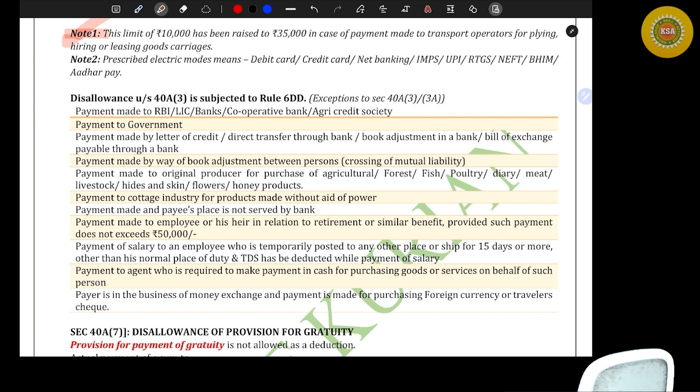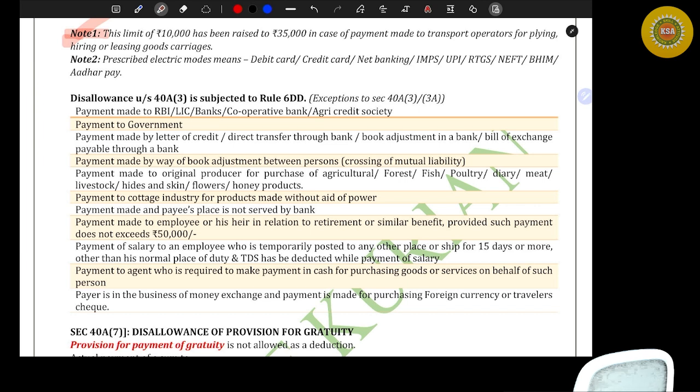Yeah. So coming back to the point. Listen, you are making any payment to a government. No problem. You can make payment in any method. Payment made by letter of credit, that means through bank guarantees. If a payment is happening through a bank only, no problem. Then, direct transfer through bank. Instead of mobile phone RTGS, you can go directly to the bank and do the direct RTGS. No problem, covered under 6DD.